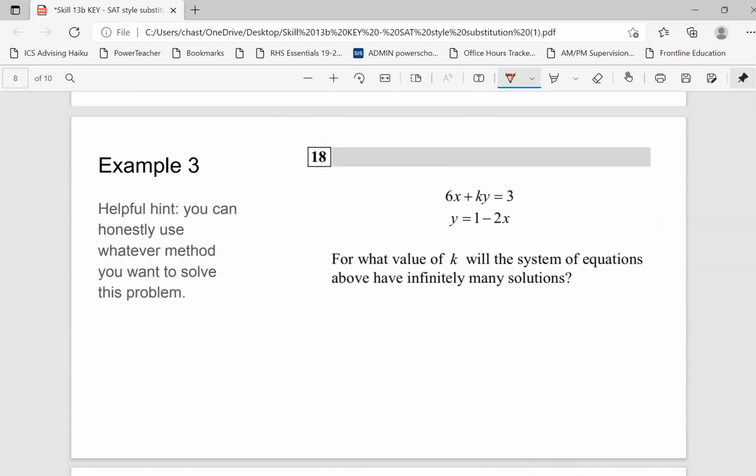All right, so let's try this one. For this one, it says, for what value of k will the system of equations have infinitely many solutions? Okay, so we could do this a couple of ways. We could substitute into the y this 1 minus 2x. We could do that. And we'd have 6x plus k times the quantity 1 minus 2x equals 3. Whoops, not 6x equals, but 6x plus. And then when we do that, we have to distribute this k.